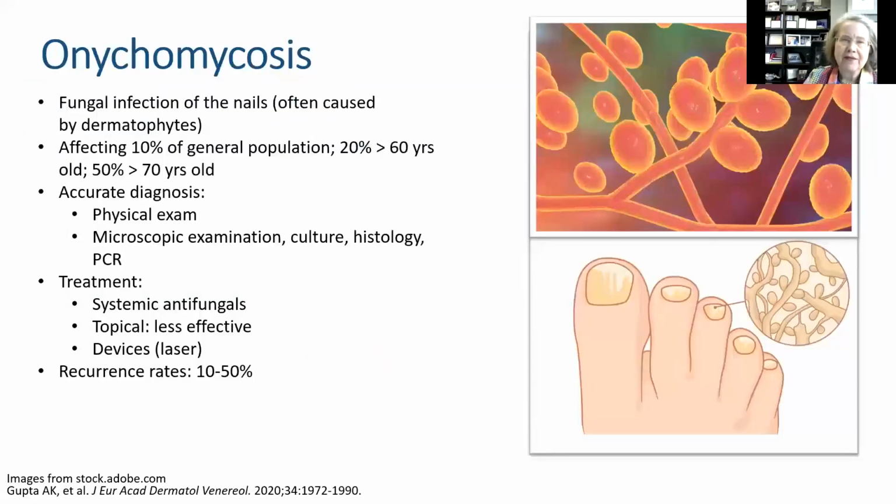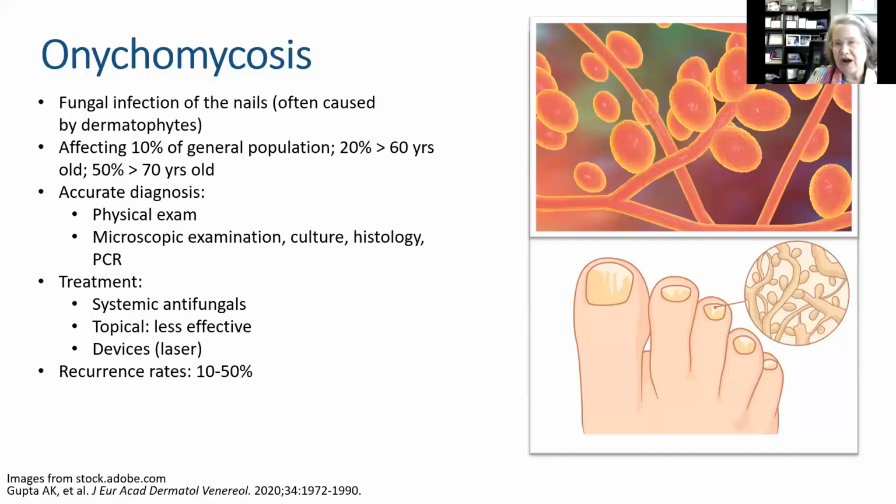Next slide. So let's move on to onychomycosis, which is also known as tinea unguium if it's caused by a dermatophyte. So loosely, onychomycosis is a fungal infection of the nail, the fingernail or toenail, but you almost always see it in the toenail, not the fingernail. Fingernail onychomycosis is not common. It affects a large percent of our population, depending on the study. Roughly 10% of the US population has onychomycosis. And the older you are, the more likely you are to have toenail onychomycosis.